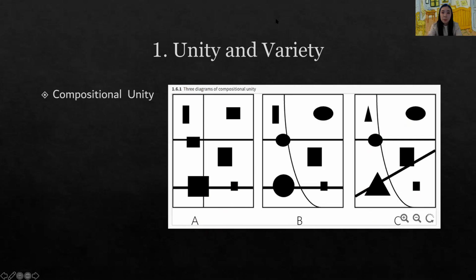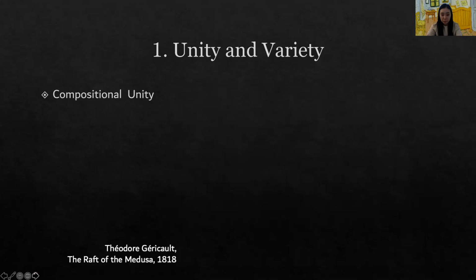And B is too varied, so it lacks unity. But C's composition shows a variety within the unity. So it looks stable, but interesting.